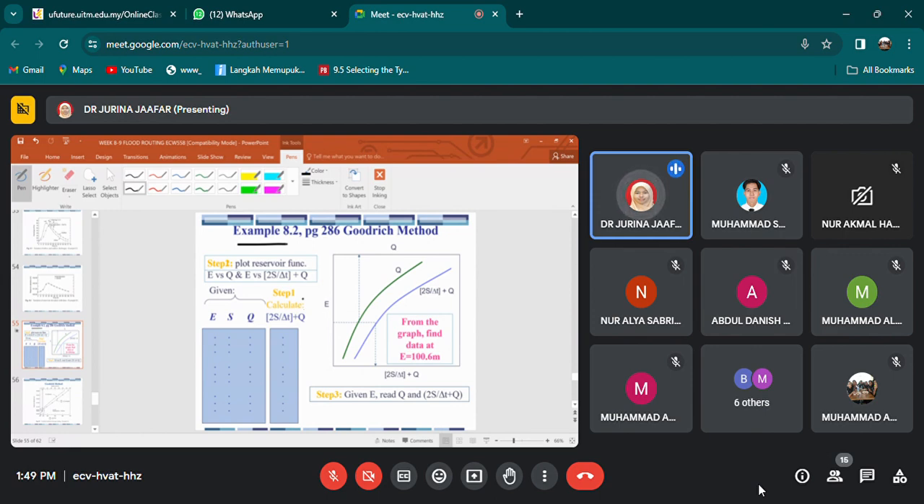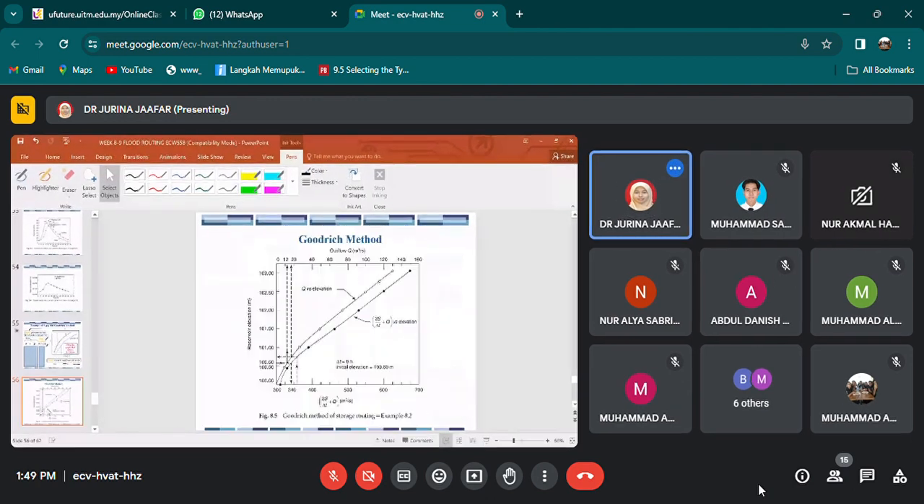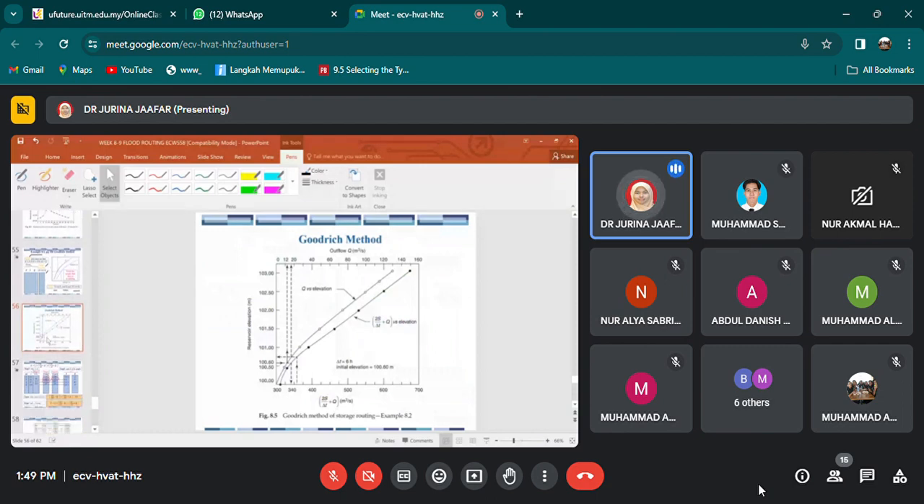Lepas tu kalau nampak kat sini, step 1 calculate this value. Then step 2 plot the reservoir function. Okay, then you get this graph. So normally this graph will be given to you. Lepas tu step 3 given E, read Q and 2S over delta T plus Q. So kalau tengok pada ni yang I bagi dalam WhatsApp, ini adalah Goodrich method lah. So dia ada outflow dekat atas, reservoir elevation dekat sini, dan ni 2S over delta T plus Q. Okay.